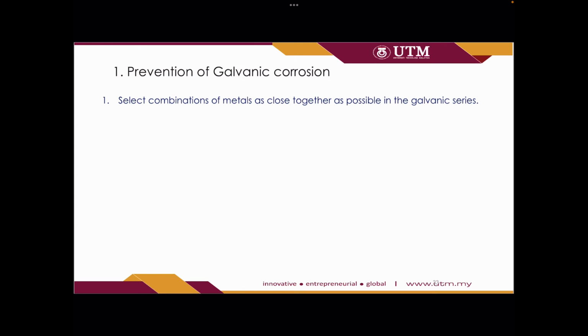So how to prevent galvanic corrosion? One, select a combination of metals as close together as possible in the galvanic series. Avoid the unfavorable area effect of a small anode: no small anode and large cathode. Instead, you need to assign the small one as cathode. Choose material that allows the small structure to be the cathode and the large structure to be the anode. Galvanic corrosion will still happen, but at a very slow rate.